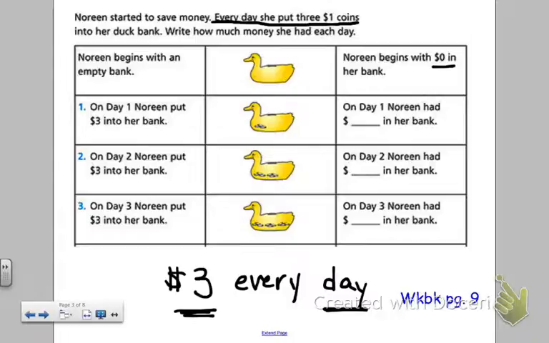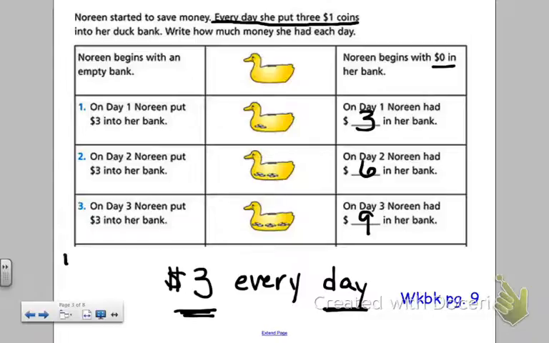She's got $3 that she puts in her bank, which means she's got $3 in her bank at the end of day 1. Day 2, okay, she's going to deposit another $3, which means she is now up to $6 in her bank on day 2. On day 3, all right, another $3 is being deposited into her duck bank, and now we're up to $9 in her bank.